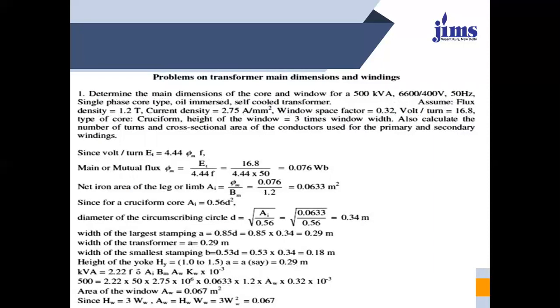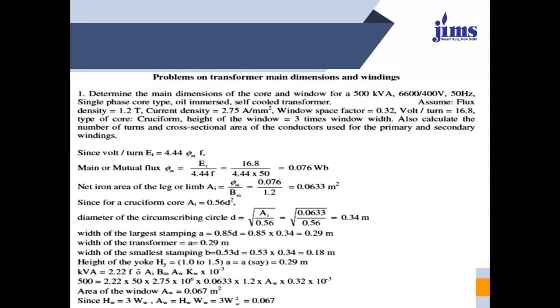Similarly, from D we can find the width of the largest stamping. The largest stamping is 0.85 of the diameter, so it will be 0.29 meter. The width of the transformer core is 0.29 meter. The width of the smallest stamping is 0.53 D, that is 53% of the diameter. We calculate this to get its value. The height of the yoke, Hy, will be 1 to 1.5 times A, so 0.29 will be the normal value.